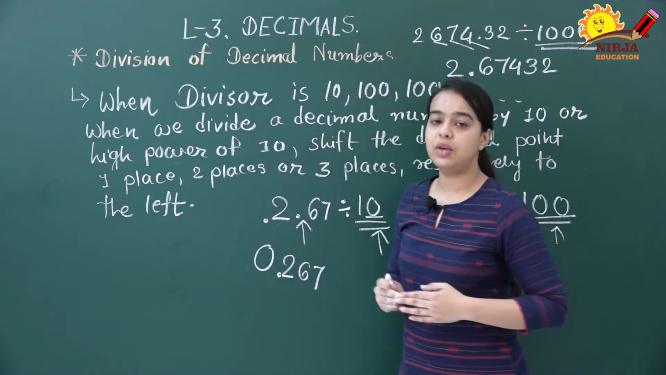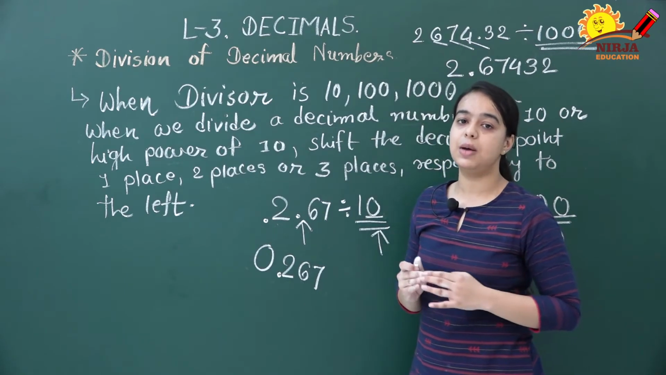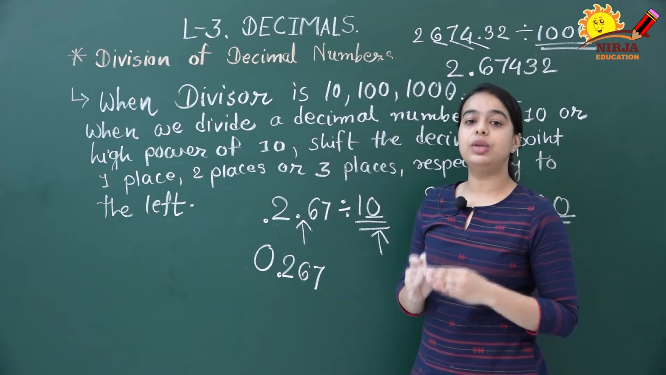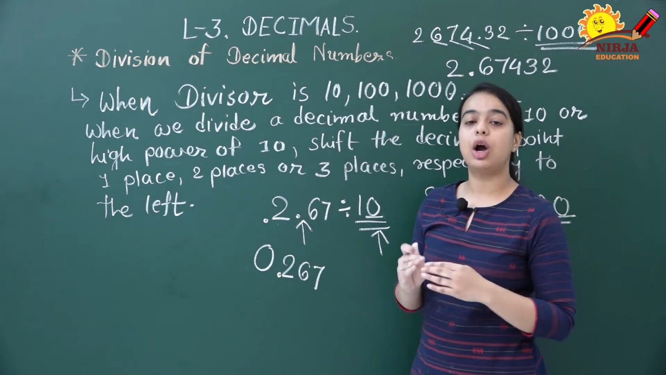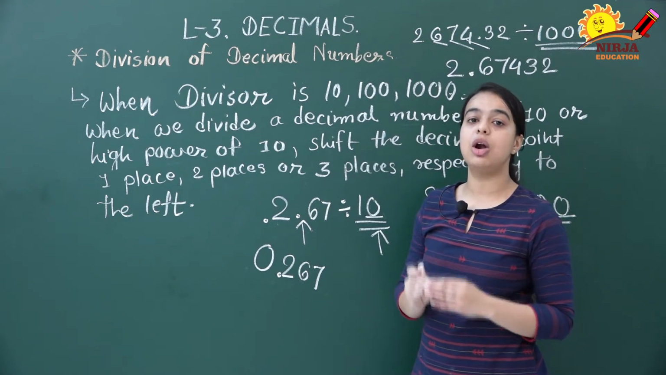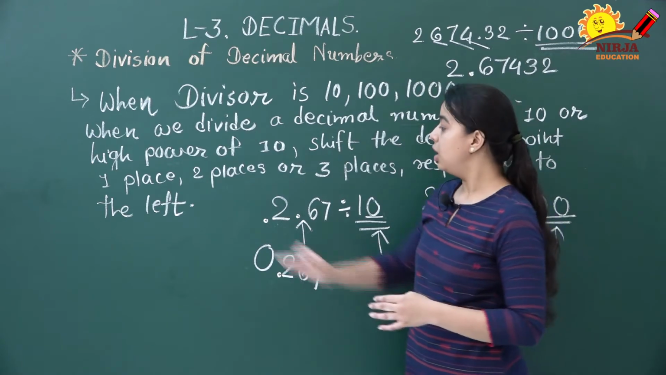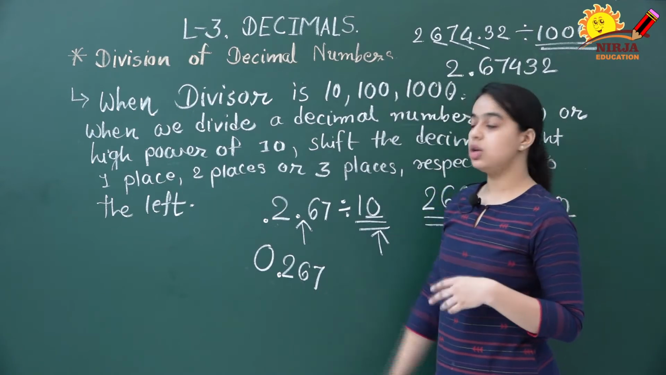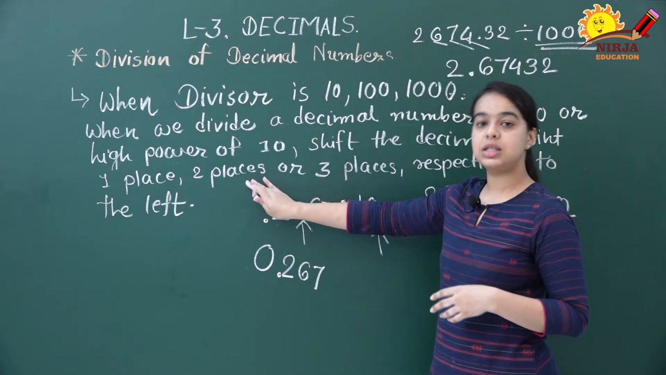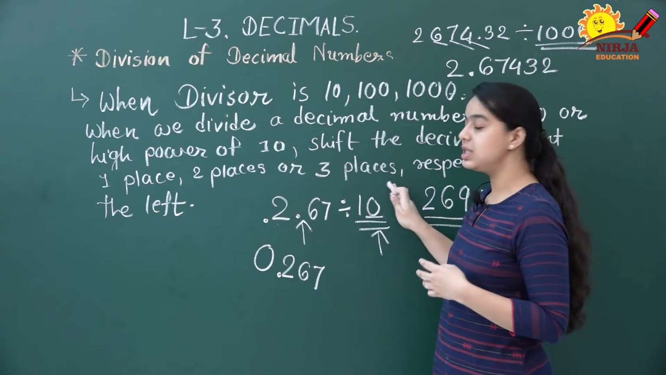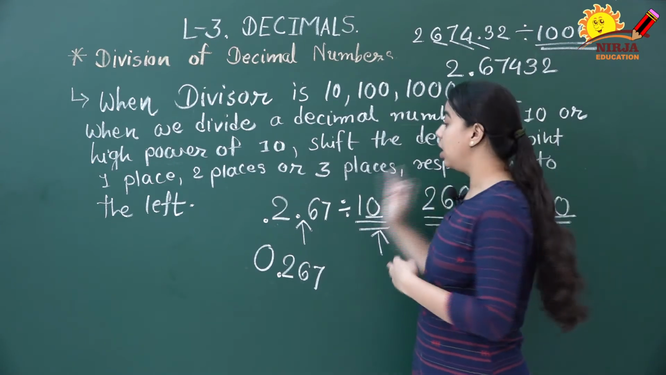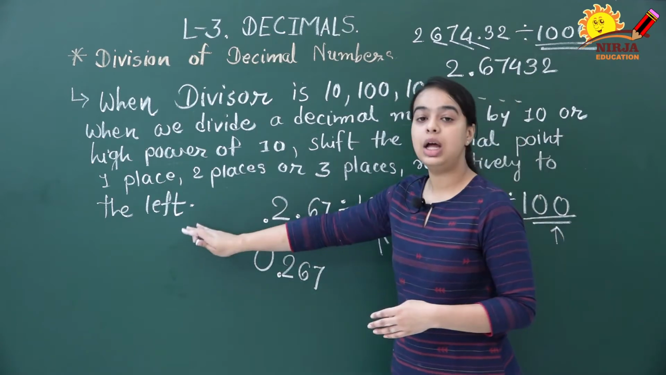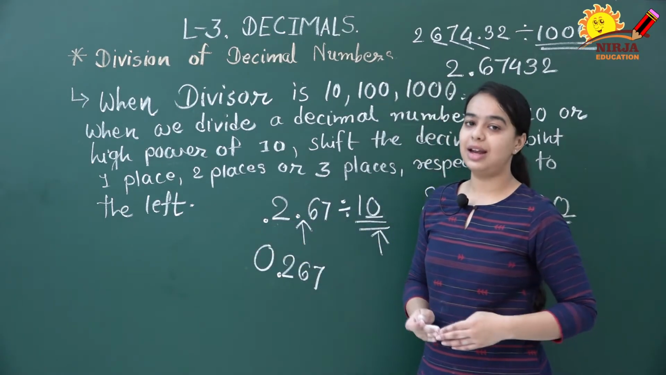Whenever you are given any decimal number to divide by 10 or a higher power of 10, you need to shift the decimal point to the left according to the number of zeros in your divisor. If it is one 0, that means you need to shift one place. If it is 2 zeros, that means you need to shift two places. If 3 zeros, then 3 places and so on, to the left. Don't forget, we need to shift to the left. Now let's see another example.